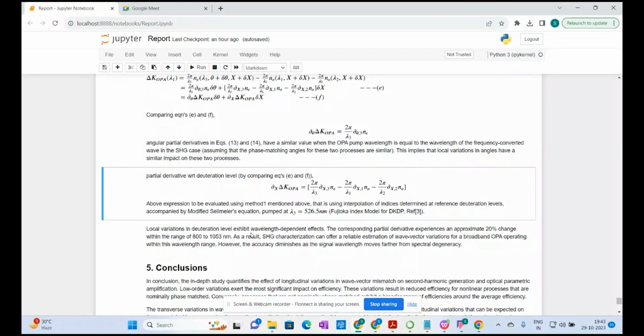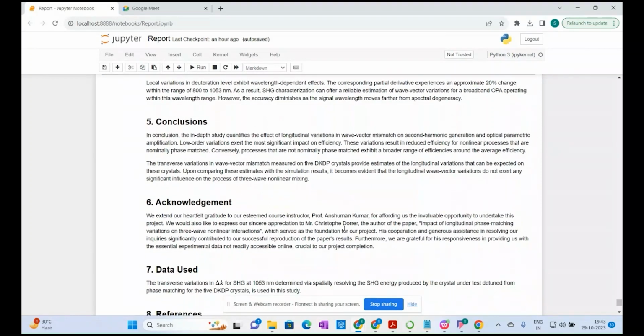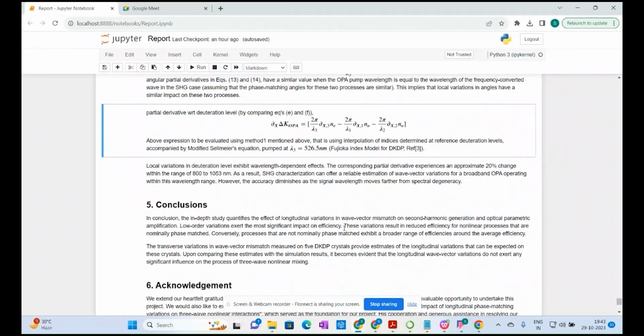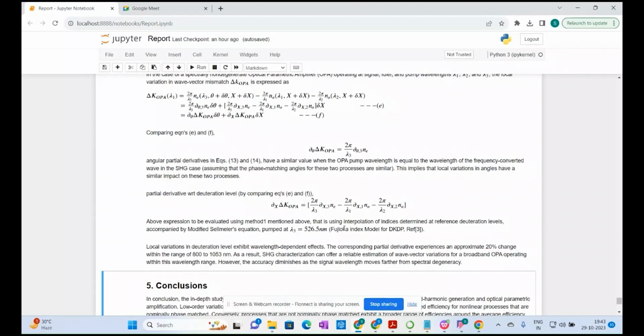So depending on the wavelength of the signal, changes in the deuteration level have different effects. The partial derivative shifts by roughly 20% between 800 and 1053 nanometers. So when it comes to characterizing SHG within this wavelength range, we can trust it to predict the wave vector changes for a broadband OPA that operates in this region. But if the signal wavelength strays far from its optimal value, this prediction becomes less precise.